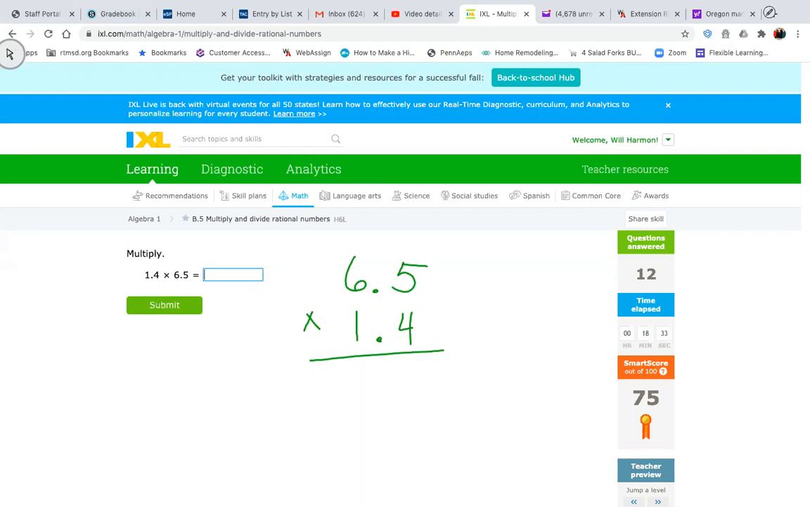So, Allie, you need to do the 4. So it's 4 times 5. 4 times 5 is 20. Carry my 2. What's 4 times 6? 24 plus 2 is 26. All right, Allie, way to go. Julie, your turn.